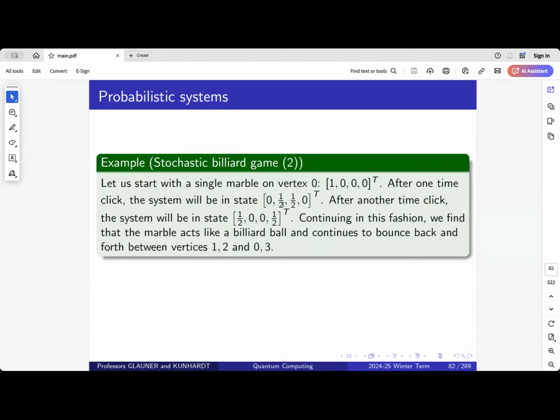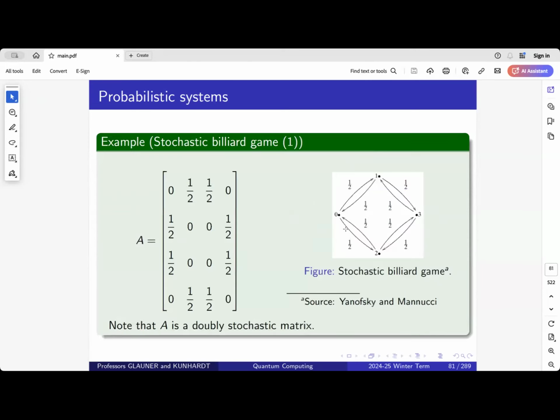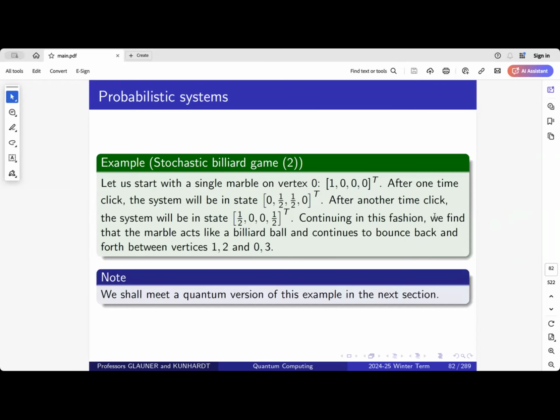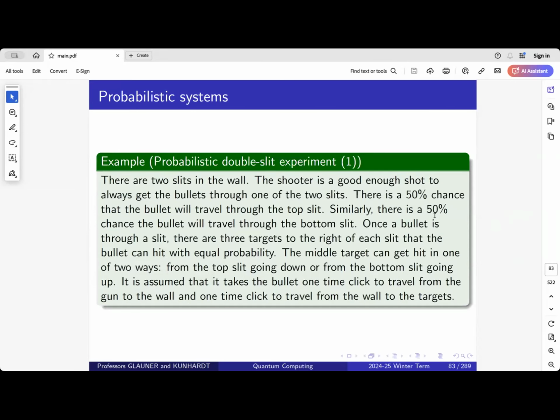After one time click, we are with a 50% chance each in vertex 1 and vertex 2. We do one more time click, and we're with the same probabilities, 50% in 0 and 3. And then it just keeps alternating. That's what we discussed.